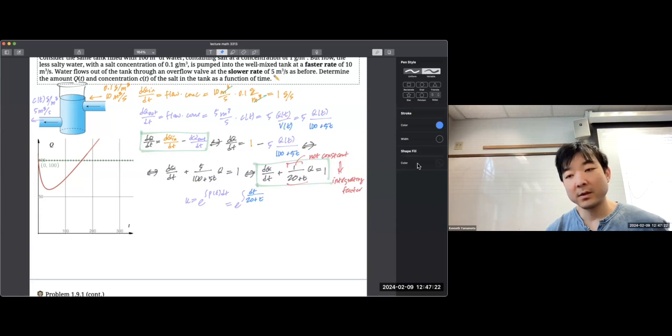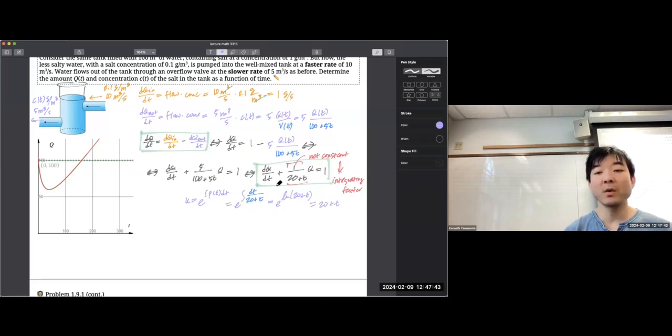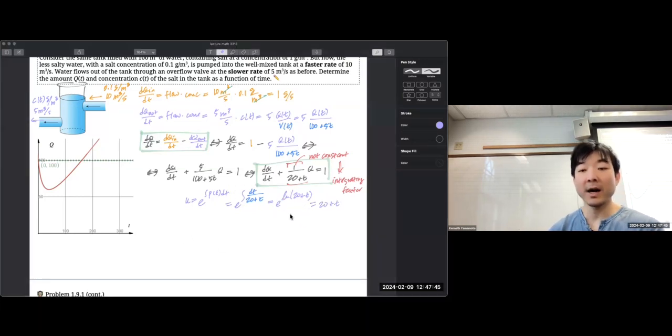And you can just take the integral of that. So you'll just get that this is the same as e to the ln of 20 plus t. And then you can just cancel the ln and the e, and then you'll get 20 plus t. It's the integrating factor. So what do we do? We multiply the whole equation by this integrating factor.